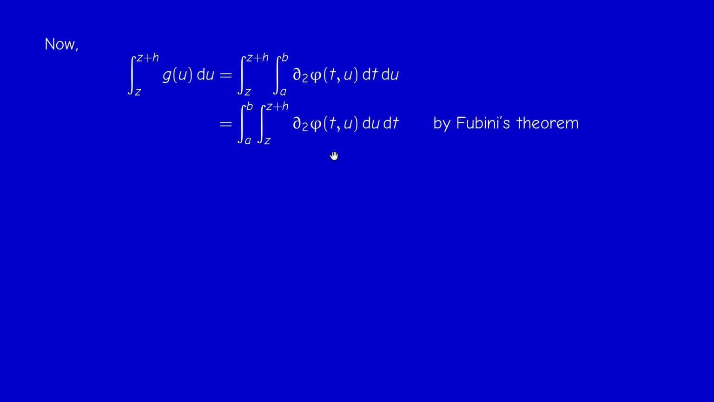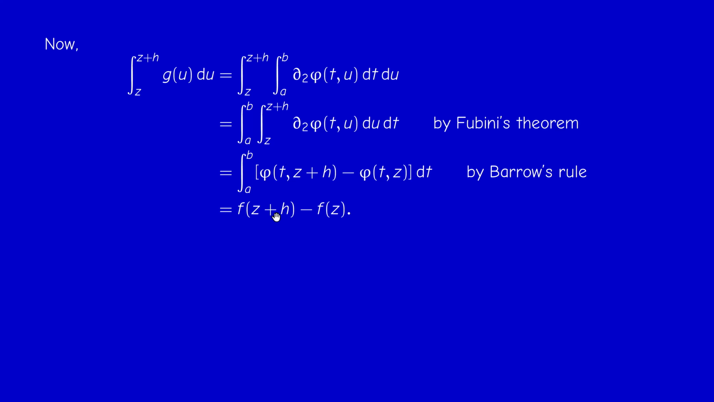Now, if you look at the inner integral, this is the integral over a straight line segment path of a derivative. And by Barrow's rule, this is just equal to the value of phi at z+h minus the value of phi at z. Here t is fixed in this consideration. Now, if I split these two, the first integral is just f(z+h), and the second integral is just f(z) by definition. And if you divide by h, we get Newton's ratio.